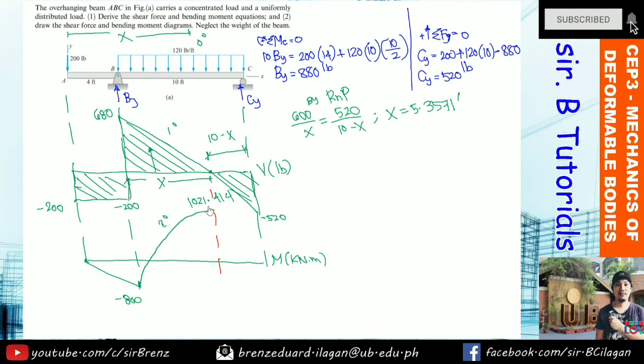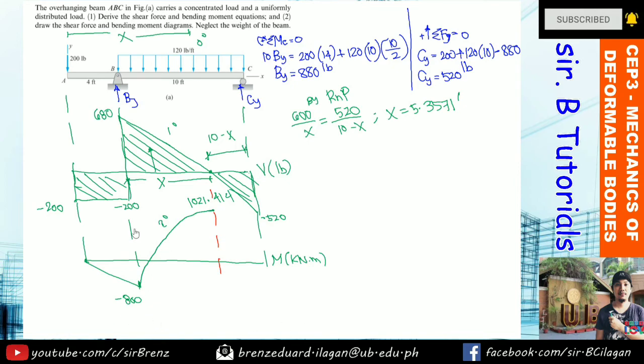So ayan, 1021.414. And then last, isusubtract natin yung area nito, or minus 1021.414 minus the area of this triangle. So minus 1/2 of the base na 10 minus x, or 10 minus 5.3571 times 520. Mali. Ito na yung sinasabi ko. So balikan nyo lang, saan ba tayo nagkamali dito? So 200, tama naman. 200 times 4, 800. So ito, 1/2 of 680.